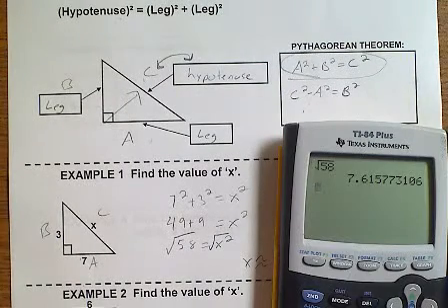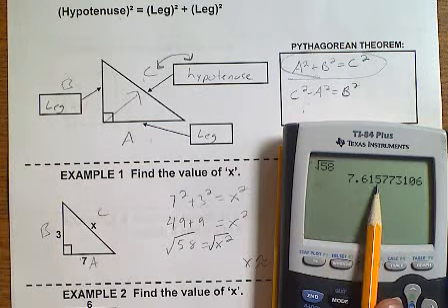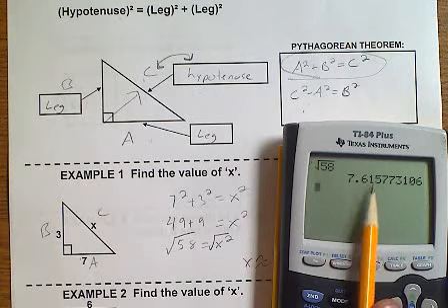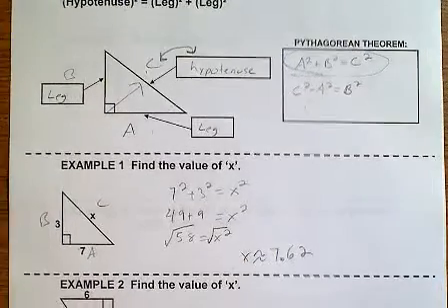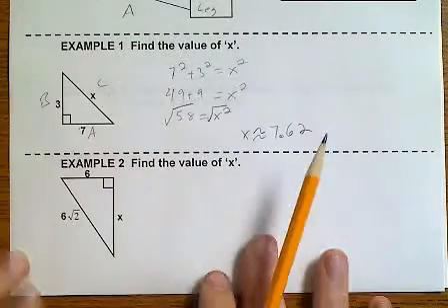Notice how this third digit is a 5. Because it's a 5 or larger, it will round this second one up. Just basic rounding again. Let's go ahead and do example number 2.